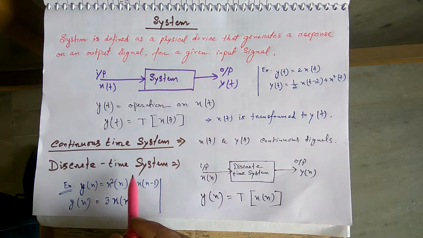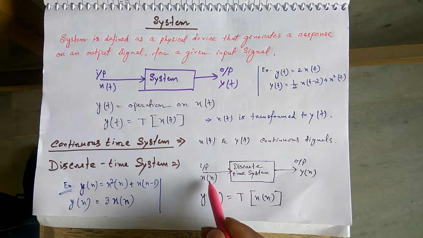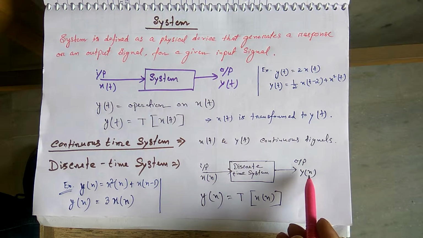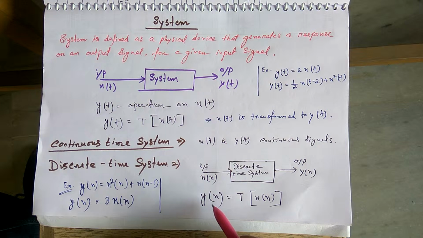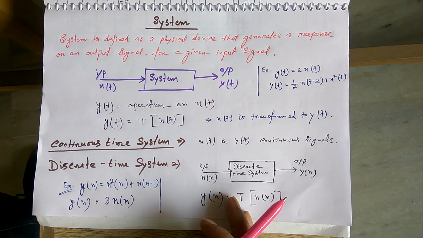And for a discrete time system, both input and output are discrete with time. Here x(n) is discrete and y(n) is discrete, so you can write y(n) equal to T of x(n). And examples of a discrete time system: y(n) equal to 3 of x(n) and y(n) equal to x squared (n), x(n minus 1), or you can give any example of a discrete time system.